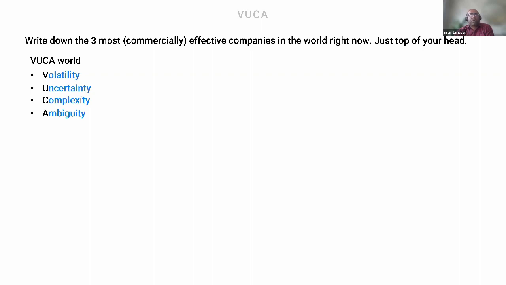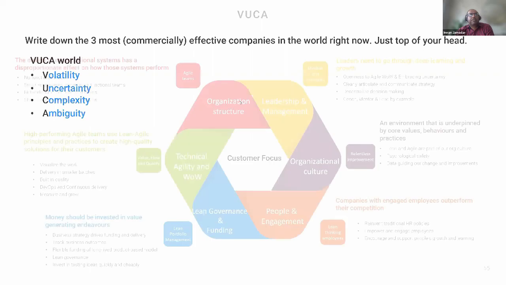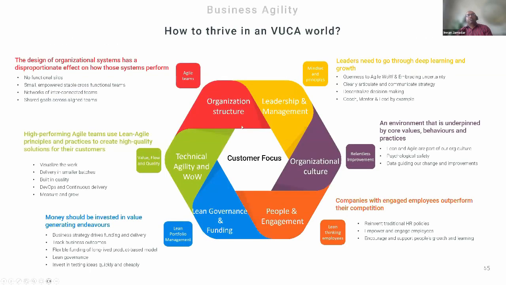Okay, that was VUCA, which brings us to how we tackle VUCA, which is our next section. How do we thrive in the VUCA world? That's where business agility comes into the picture. Business agility is the ability to compete and thrive in the digital age by quickly responding to market changes and emerging opportunities. So it's not only about responding to market changes, but also looking out for emerging opportunities with innovative and digitally enabled business solutions.